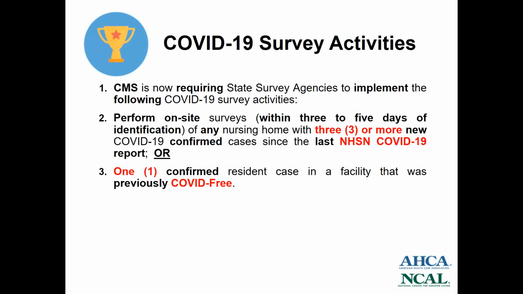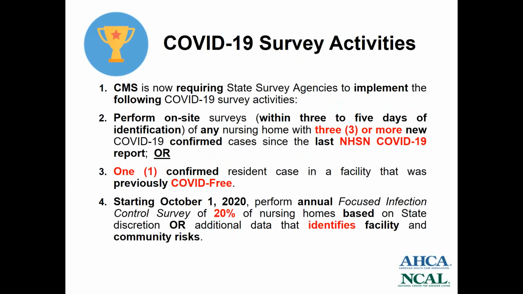They definitely want to ensure that they're avoiding the negative outcome of a possible outbreak. And remember that starting in October, annual focus control survey of 20% of nursing homes, and I may have misspoke when I said 2021, based on state discretion or additional information that identifies facility and community risks. Remember, some of the information is being reported while it may not be part of the NHSN weekly questionnaire. What is extrapolated are community rates.